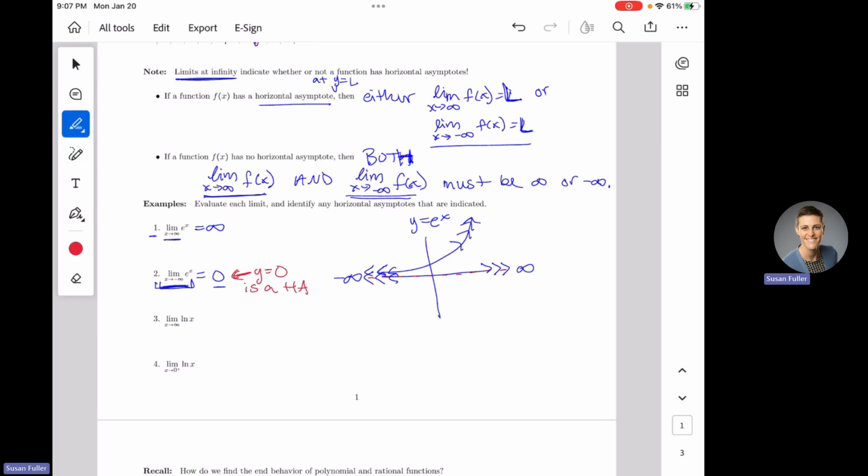Cool. So let's try ln. The limit as x approaches infinity of the natural log of x. Ugh, what does this one look like? ln x. This is a back pocket function. We know what this looks like. ln x, it looks like this. And this is going to keep going up. Okay. So this is what y equals ln x looks like. It's a back pocket function. You should know what that looks like.